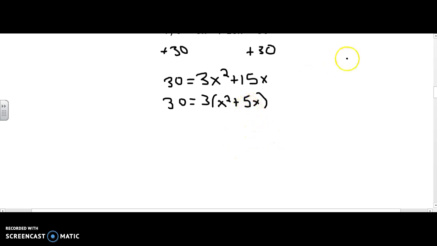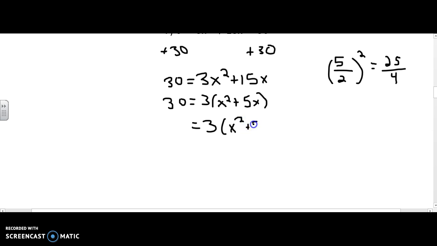In here, I'm going to take this b off to the side and do b divided by 2. Then I'm going to square that number, which gives me 25 fourths. That's what I'm going to be adding to both sides. However, when I add 25 fourths to this side, I have to remember to multiply it by 3, because I'm adding 25 fourths on the inside of my parentheses.